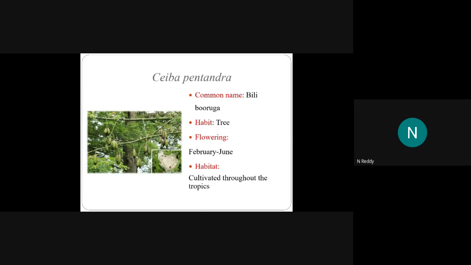This is Ceiba pentandra. We call it Burga in Kannada. It's a tree, and a kind of silk-like cotton is found in this tree. It is cultivated in the tropics. It flowers during February to June.